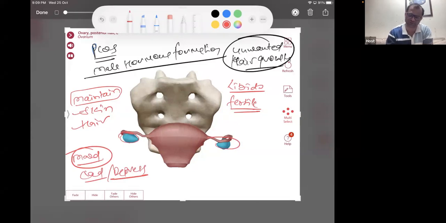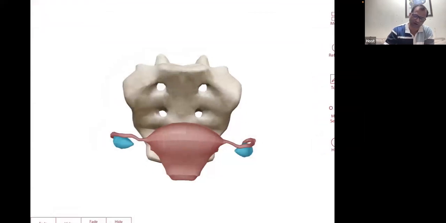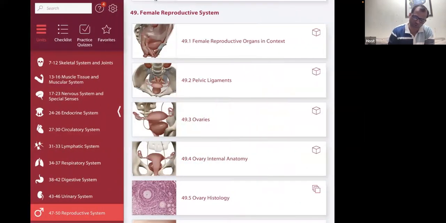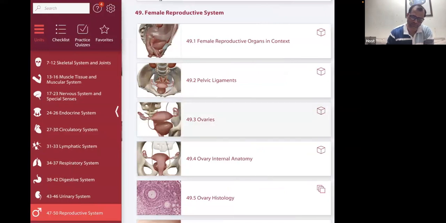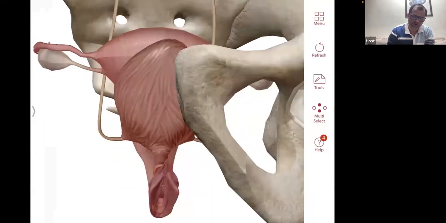right? So we're discussing this ovary. Now we already understood where the ovary is located. हमने समझ लिया है कि ovary कहाँ पर located है. Let's see here. ओवरी कहाँ लोकेटेड, we have seen now.